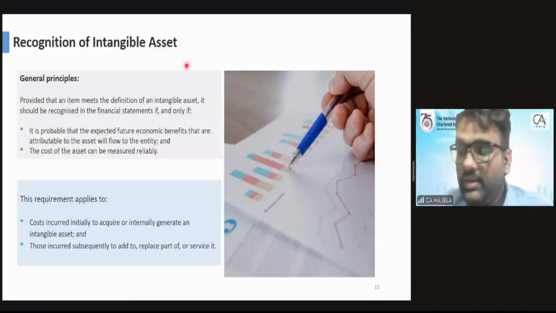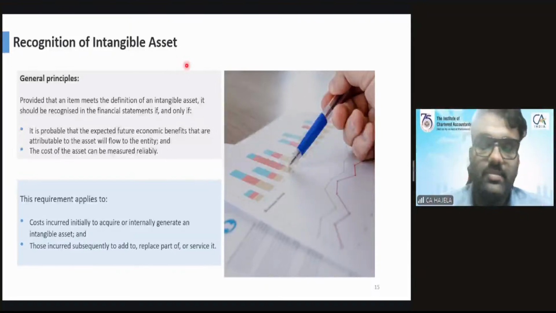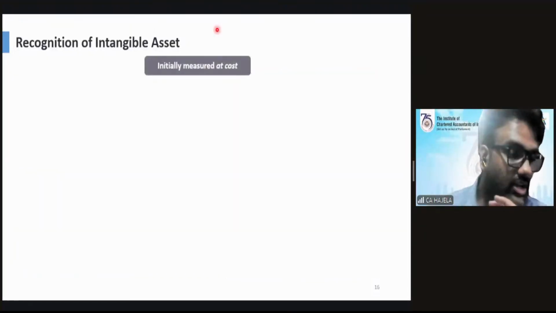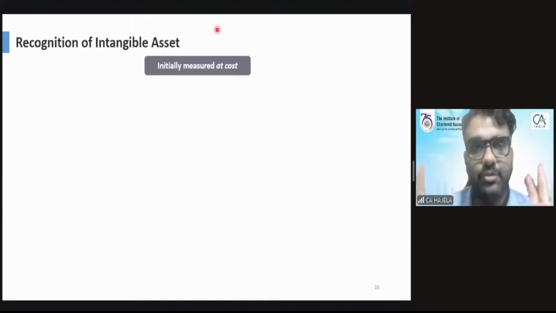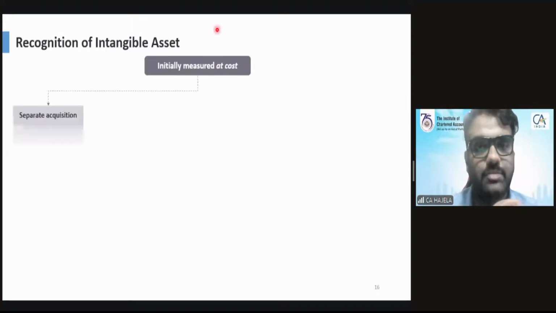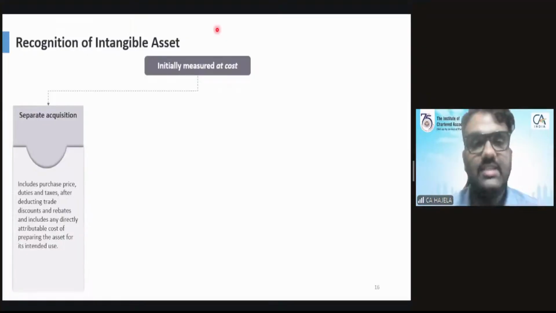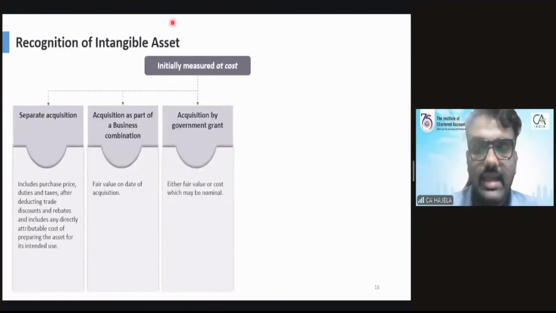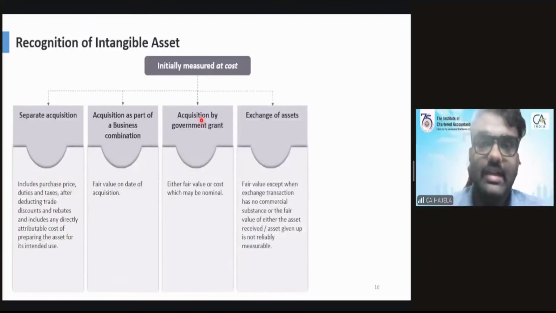So next we will be discussing recognition of intangible asset में recognition कैसे करते हैं? What metrics do we follow? See, initially measured at cost. First and foremost आपका intangible asset cost पे measure होता है. Now, is it a separate acquisition? Is it an acquisition as a part of a business combination that I was telling you? Is it acquisition by government grant? Is it an exchange of an asset, barter?